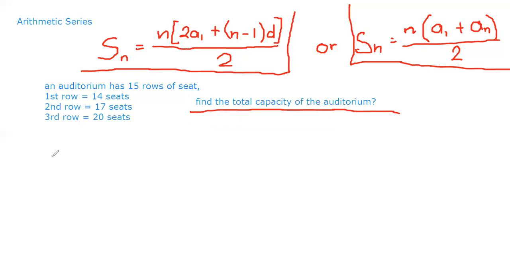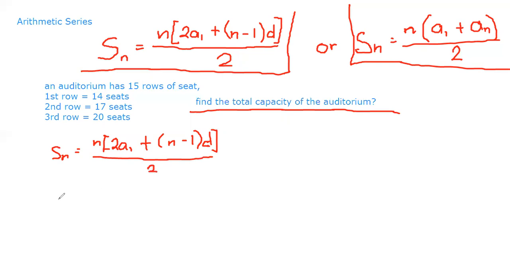So, gamitin natin yung unang formula natin. We have S sub n is equals to n times 2a sub 1 plus n minus 1 times d, over 2. Okay? Over 2 lang yan.